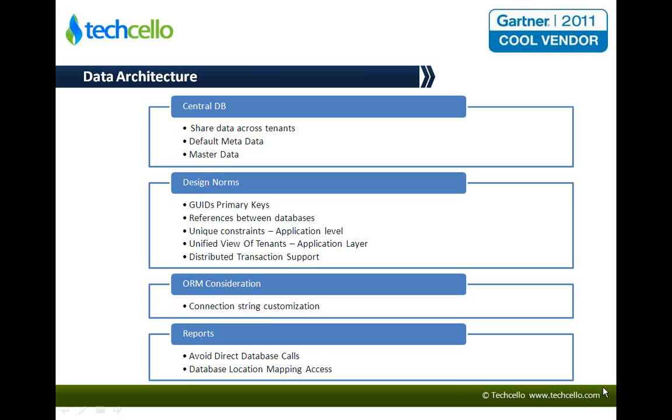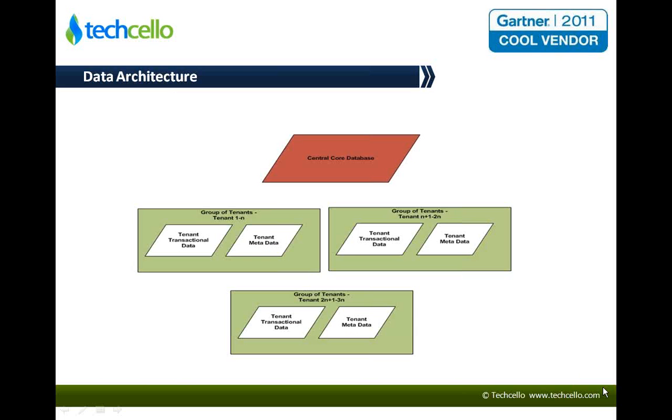Okay, so this is a high level view of the data architecture, just a view of how your database would look. We would have a central database and then partitioned databases. The first one is going to have, say, 1 to n tenants, the next one will have the next set of tenants, and so on. So this is a sample view of how your database would look like.